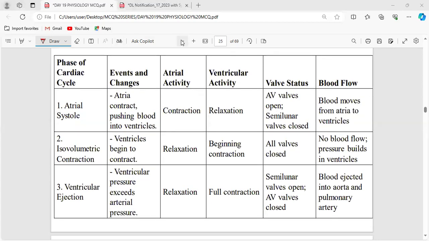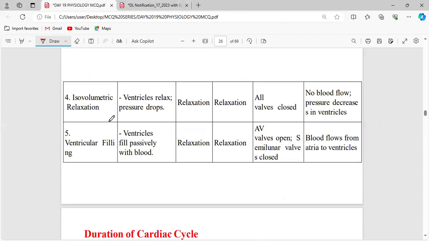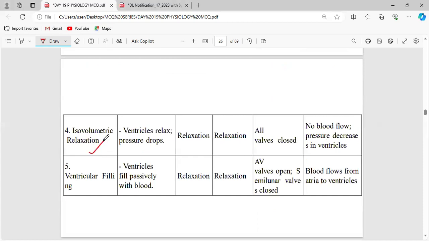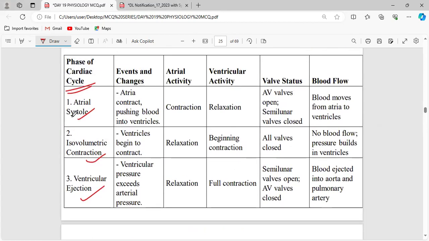Now, that's all about the concept of the neurogenic heart and myogenic heart. So that will be the basic understanding. Okay. Now, coming back to the cardiac cycle, the most important topic under the cardiovascular system. You should know what phases we can see under the cardiac cycle. There are 5 different phases: atrial systole, isovolumetric contraction, ventricular ejection, isovolumetric relaxation, ventricular filling. These are the 5 phases in the cardiac cycle.